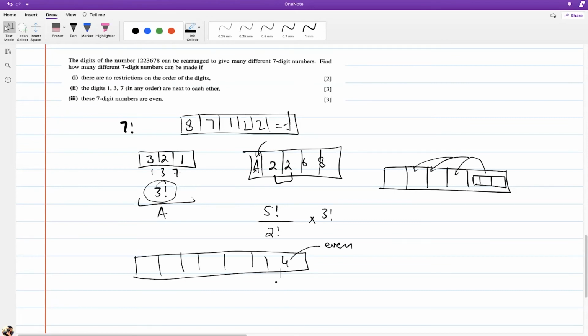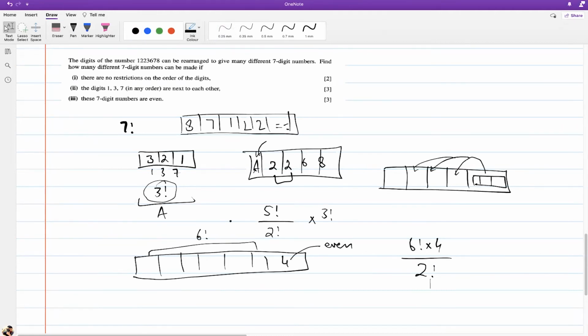और repetition में इन पे cancel out कर दूँगा. And once I've done that, मेरे पास एक number वहाँ पे fix हो गया. For the other 6, I have 6 factorial ways of arranging them. So 6 factorial because I'm arranging those. 4 ways because I'm arranging the even number on the last digit. And 2 factorial repetitions to cancel out. And that's my answer for part 3.